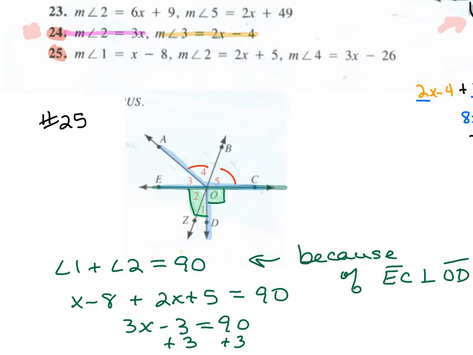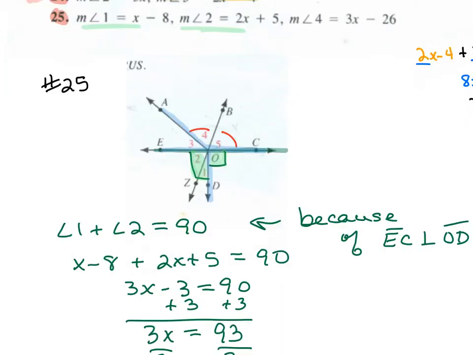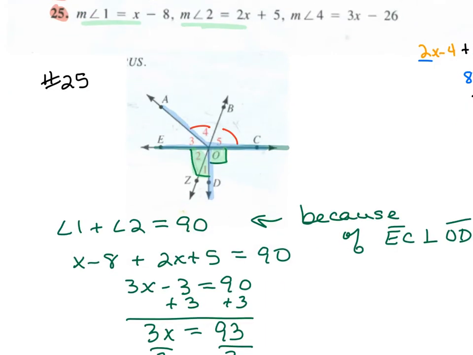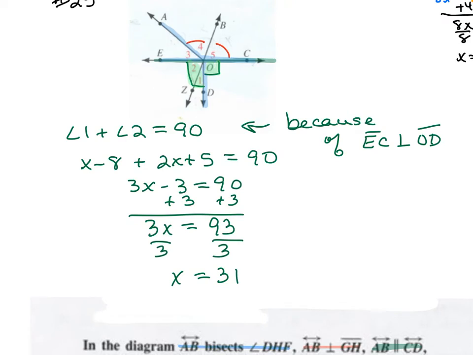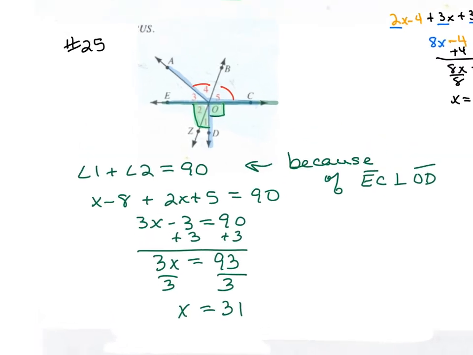So all I needed to do here, if you notice, they gave me quite a bit of information, but all I needed was angles 1 and 2 because I knew that those were complements. So I just set angle 1 plus angle 2 equal to 90, plugged in and solved for x, and x equals 31. Then the next group of problems that you wanted to see was from the cumulative review for that one.